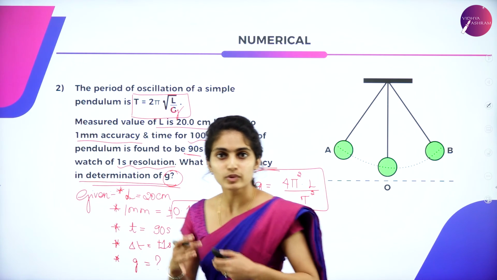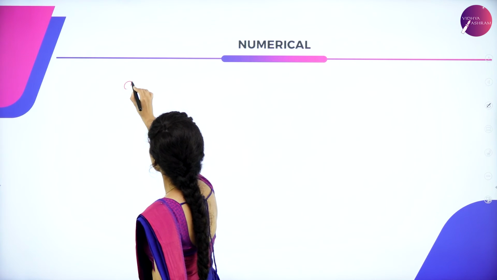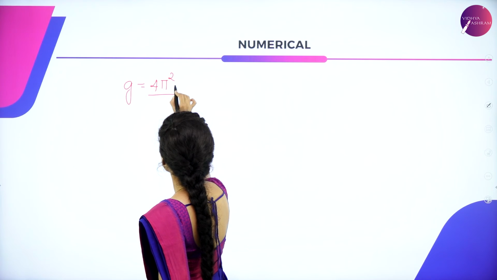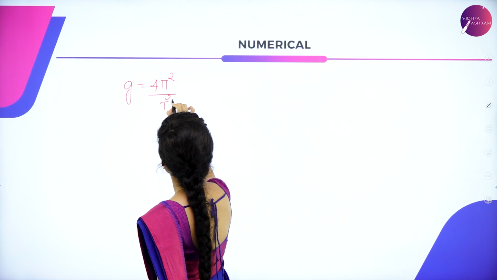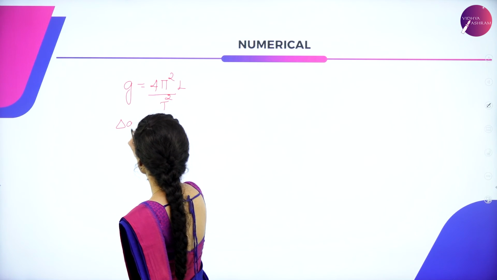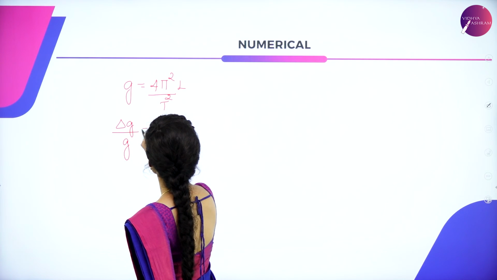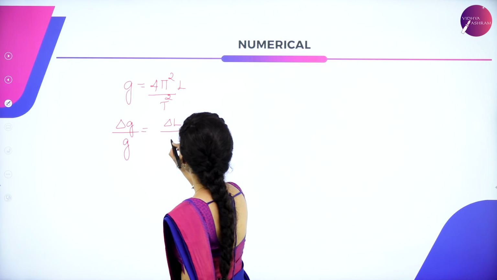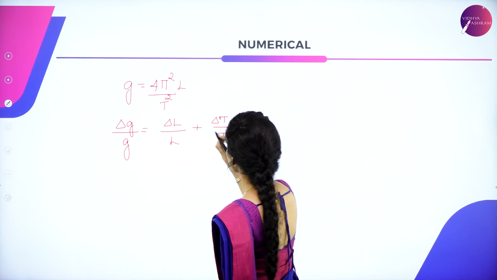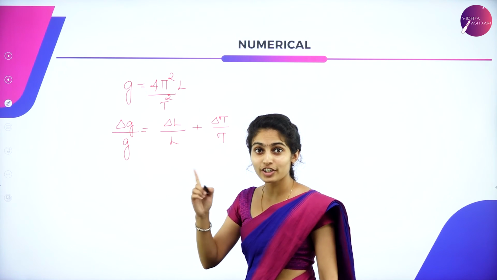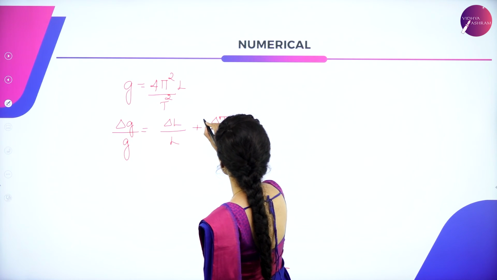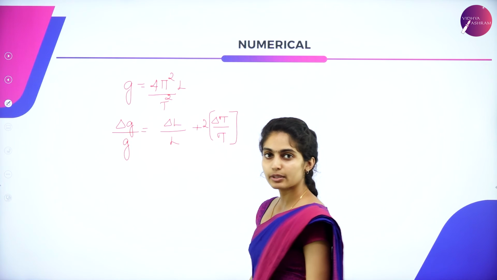So now, how do we proceed with that? G is equal to 4 pi square divided by T square, and here comes L. So in order to find out the error, what do we do? That is, use the relative error concept. Delta G by G is equal to delta L divided by L plus delta T divided by T. Since it is T to the power of 2, according to the rule, something raised to 2, it is that times the quantity. So it is 2 times delta T divided by T.